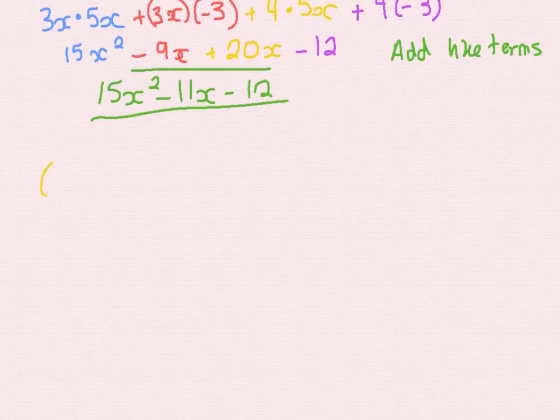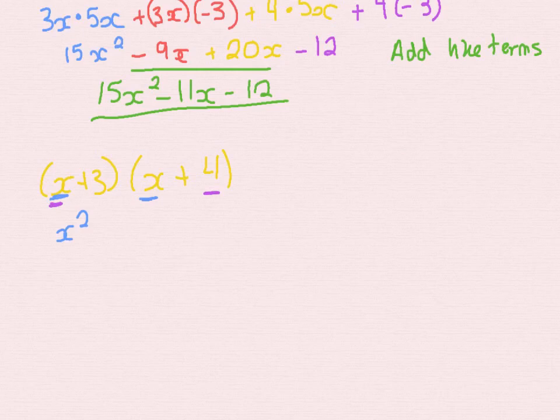So my other example will be x plus 3 times x plus 4. So the first thing that we're going to do are our firsts. So x times x, without writing it out, x times x is x squared. Okay? Then we're going to do our outers, and our outers in this case is this one and this one.